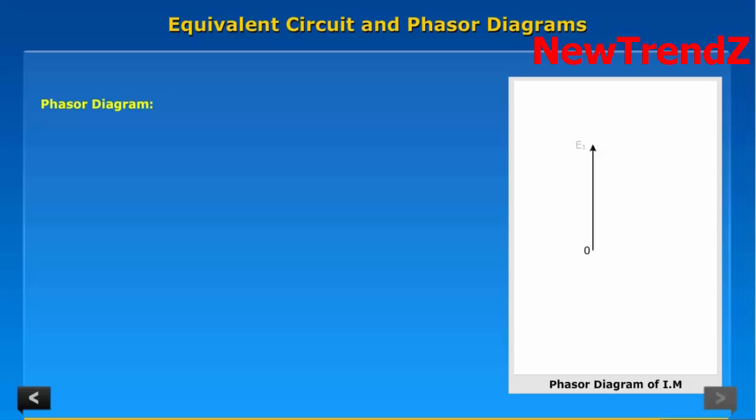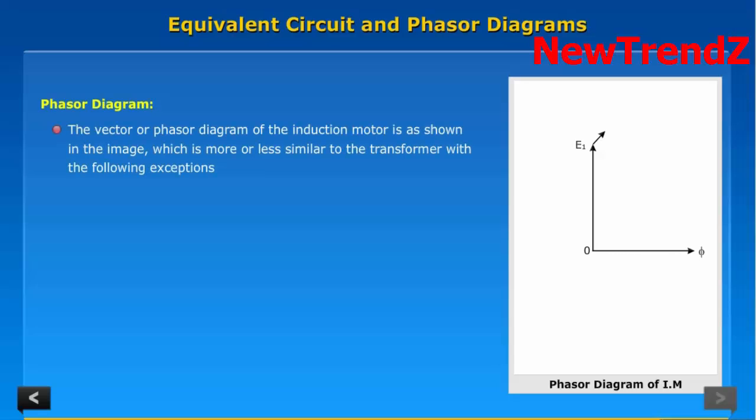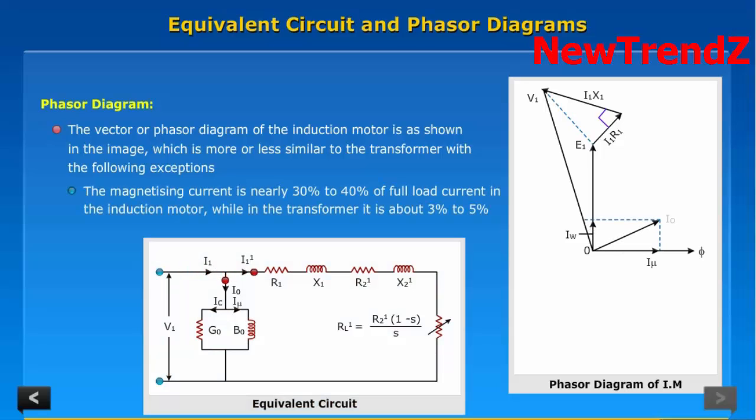Phasor diagram. The vector or phasor diagram of the induction motor is as shown in the image, which is more or less similar to the transformer with the following exceptions. The magnetizing current is nearly 30% to 40% of full load current in the induction motor, while in the transformer it is about 3% to 5%.